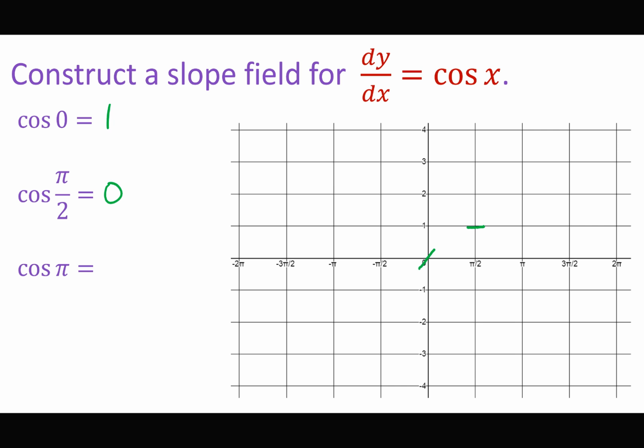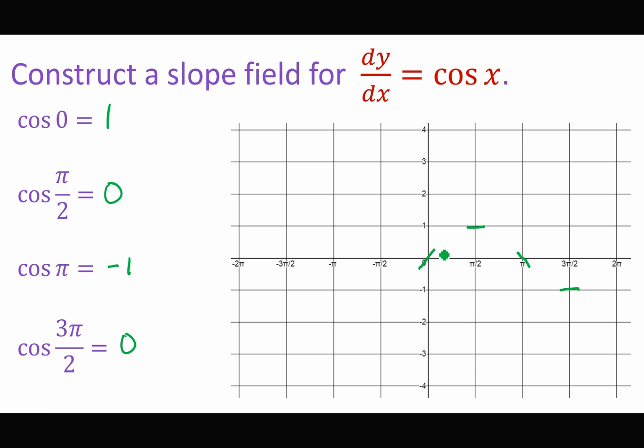Okay, cosine at pi I know is negative 1. And so at my coordinate, I would have a negative slope, a negative little line segment going right through the x-axis. And then cosine at 3 pi over 2 would be 0 again. And so that would be a little line segment with a slope of 0. So again, these little line segments represent the slope.